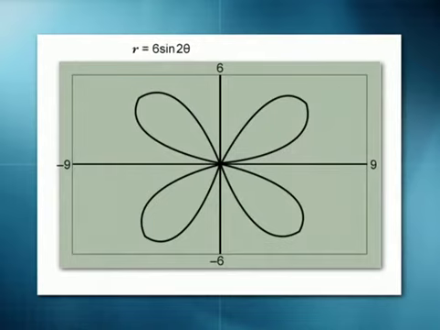Here's another one you could try. 6 sine 2 theta. Try graphing that. You should get a rose type, a flower like this. It's a 4-leaved rose, they call it in this business.